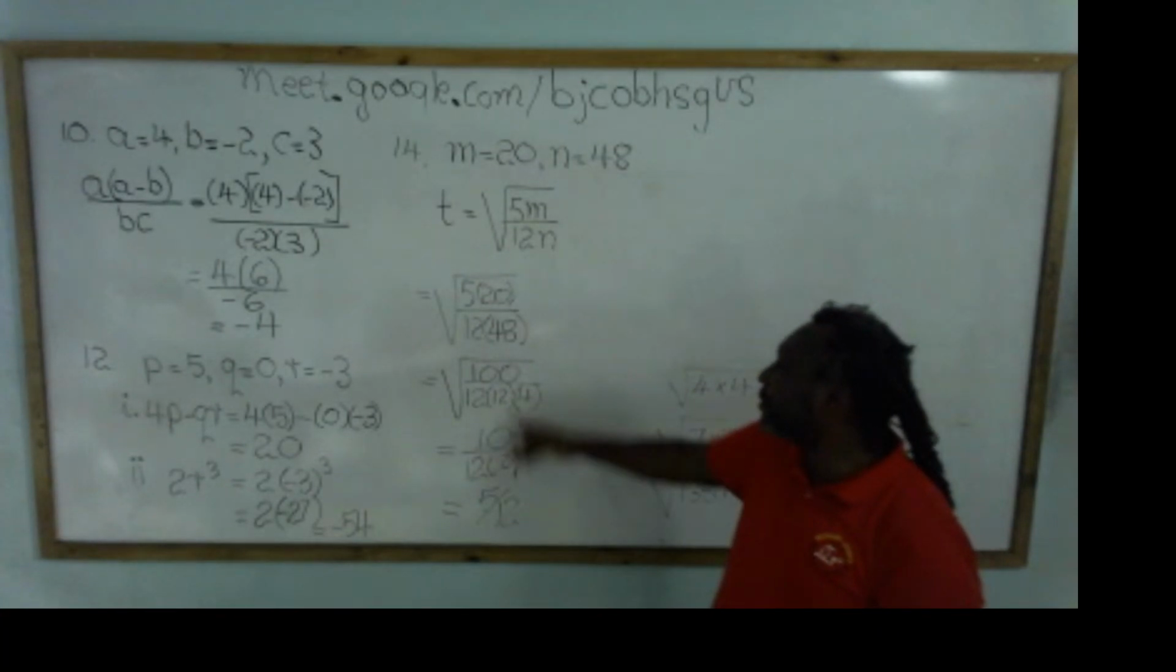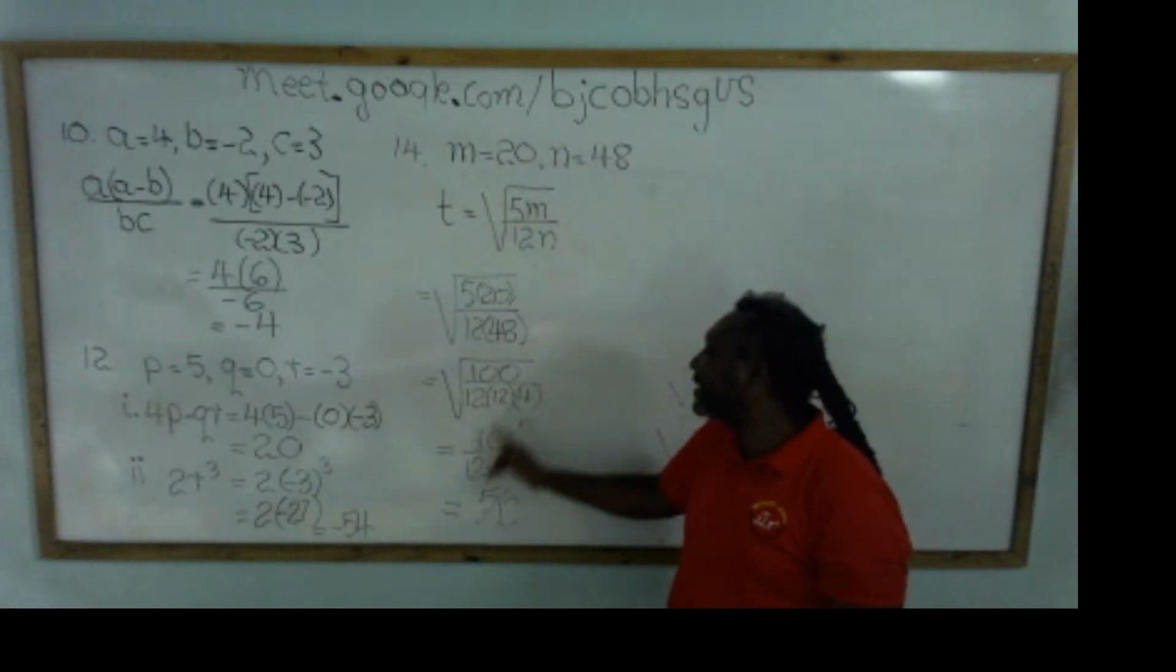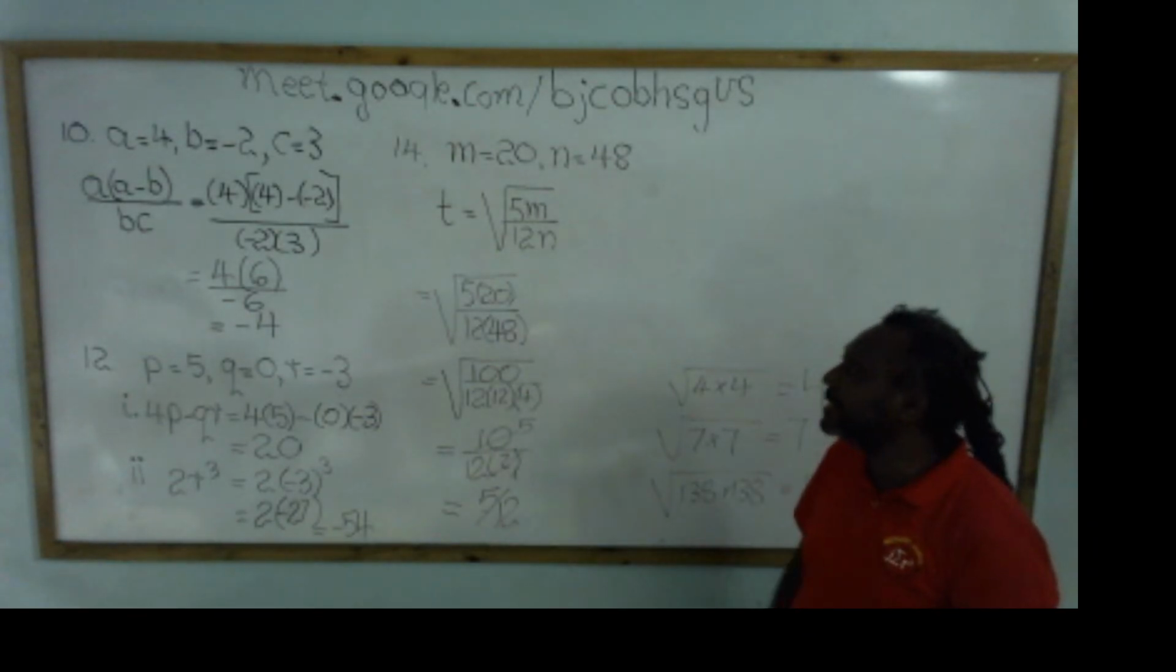So of course, the square root of 100 is 10. The square root of 12 times 12 is 12. And the square root of 4 is 2. And then we simplify like that.